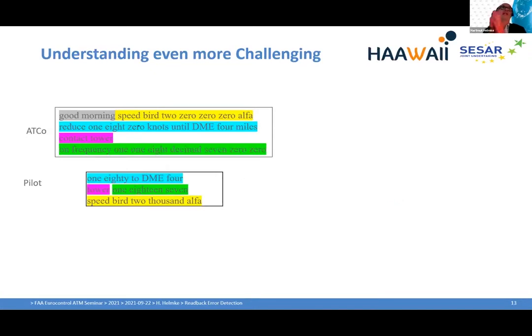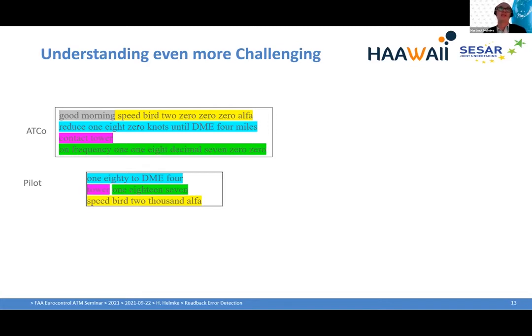But now have a look again at my initial motivating example. There the ATCO has said, "Good morning, Speedbird 200 Alpha. Reduce 180 knots until DME 4 miles. Contact tower on frequency 118.700." And the pilot answers, "180 to DME 4, tower 187, Speedbird 2000 Alpha." I think you immediately see it's not so easy to decide looking at the words.